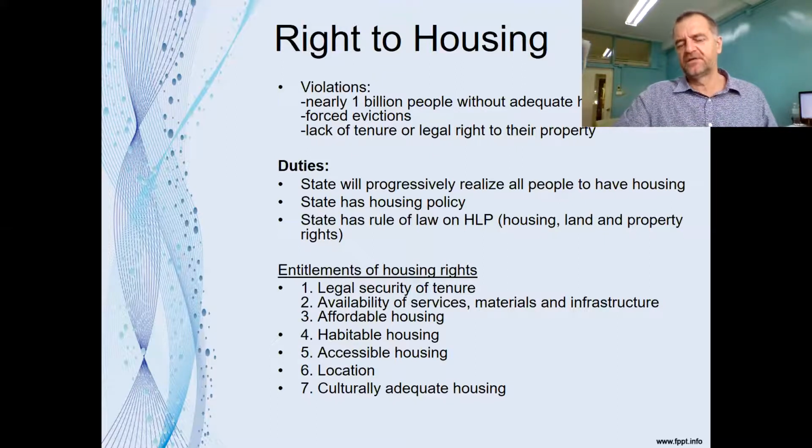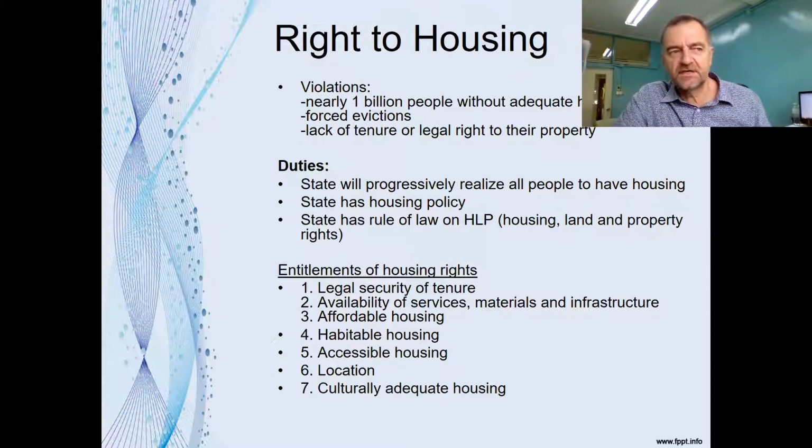Now, the variation on the 4A model for housing is this kind of 7 elements here. Now, these elements come out of a general comment made by the Economic, Social and Cultural Rights Committee some 10 or 20 years ago, and they have 7 key elements.